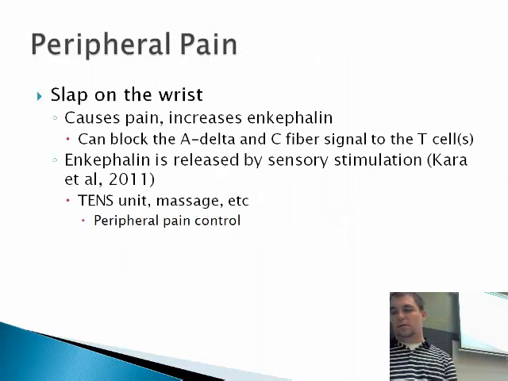So now about peripheral pain. To me, peripheral pain includes anything orthopedic-wise. We have an orthopedic injury. We have, as I call it, a slap on the wrist. Causes pain. After injury, what's the first thing we look for is pain. Pain increases the neurotransmitter enkephalin. Enkephalin is a specialized neurotransmitter that can block A delta and C fiber signals to T cells. Enkephalin is released by sensory stimulation. Carr et al. 2011 talks about this in his article.